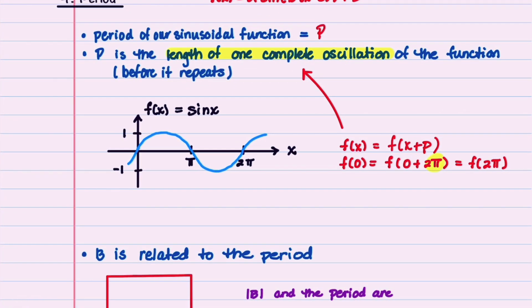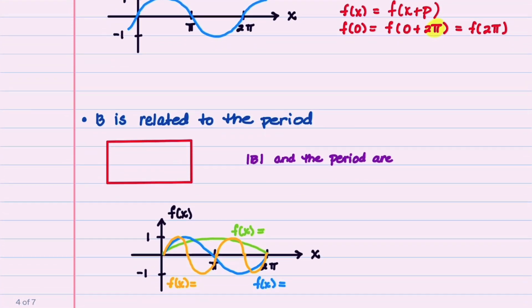B is related to the period. P is equal to 2 pi divided by the absolute value of B. The absolute value of B and the period are inversely proportional. This means as one increases, the other decreases.